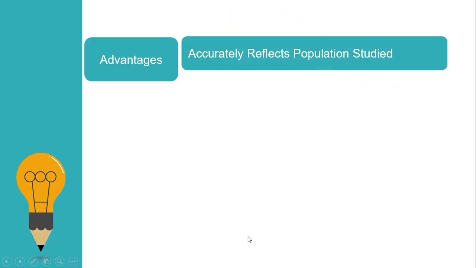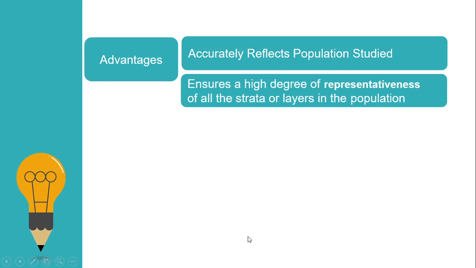Advantages of this technique: it accurately reflects the population. The other type ensures a high degree of representativeness of all strata or layers in the population. Each group, each collective of the people in the whole population, can be represented. That's why these are the advantages of this type of sampling.